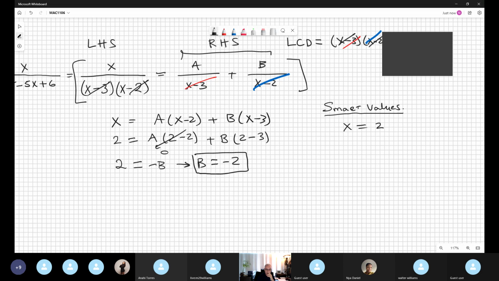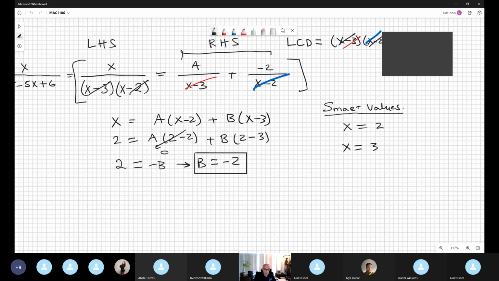If you want, you take the eraser and you erase this and you put minus 2 here, because I found the b value. What other smart value can you see? Positive 3. Positive 3, very well.